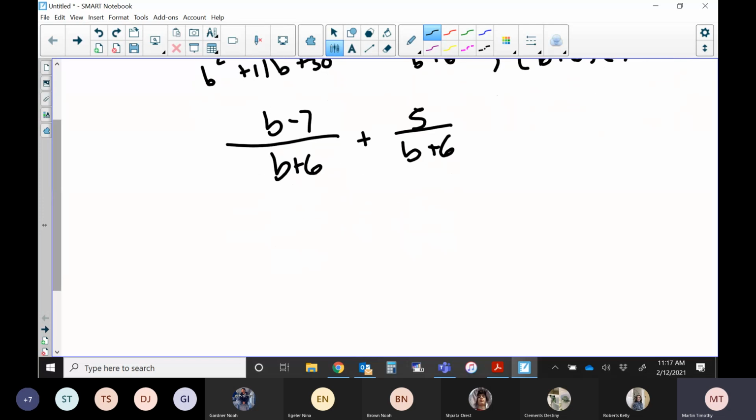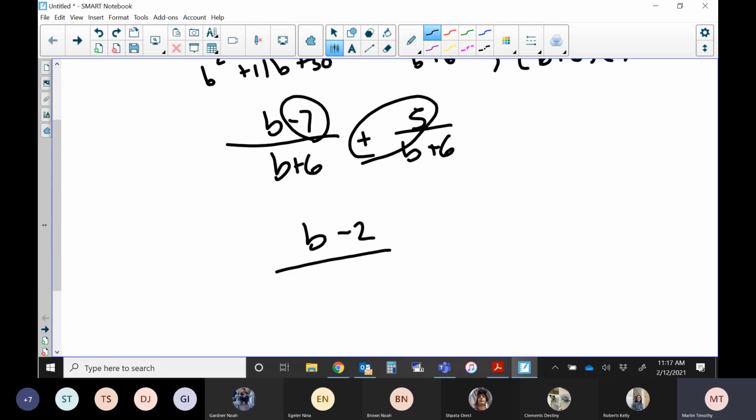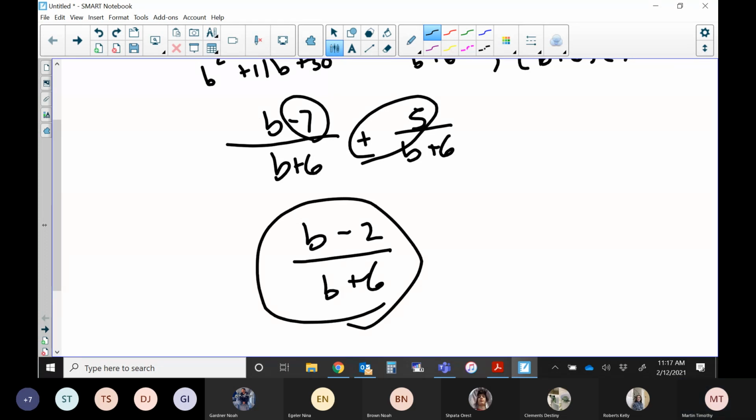So since I already have common denominators, I just add the tops. Negative 7 plus 5 is a negative 2 over b plus 6. Please do not try to cancel out these b's. Do not do that. They cannot cancel out. B minus 2 over b plus 6 is my final answer. All right, so it looks like we are halfway through. Any questions on that number 5?